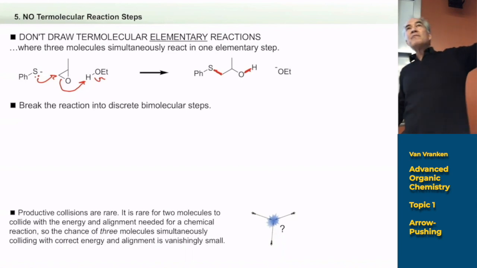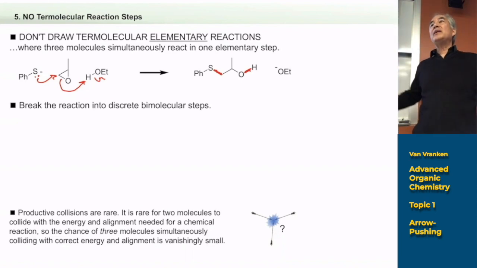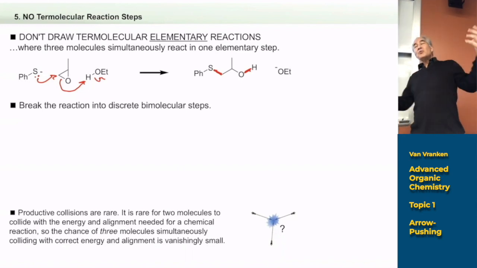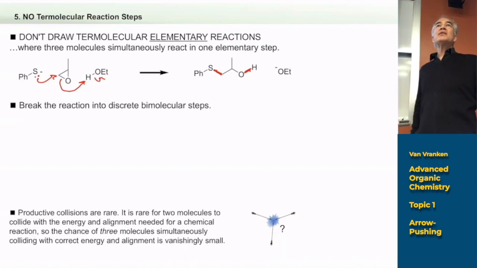You know, when I take a mole of molecule A and I mix it with a mole of molecule B, they will be colliding with each other. And most of the collisions of any 2 molecules are not productive. Molecules just ricochet off each other, they bounce off of each other, they don't have enough energy, they don't have the right orientation. Only a very rare 1 out of 10 to the 12th collisions will result in a successful reaction. The chance that 3 molecules will simultaneously collide with just the right energy? No chance. Do not draw elementary reaction steps where 3 things collide.